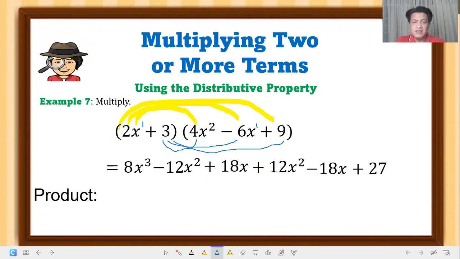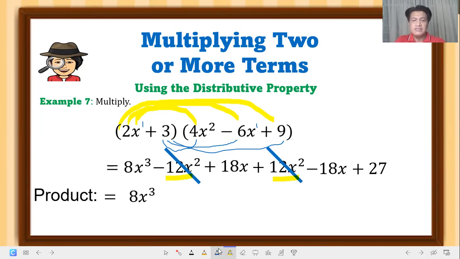Meron bang kapares na literal coefficient si 8x cubed? Wala po, di ba? Just bring down lang natin. How about this negative 12x? Meron siyang kapares. Ito yon. Kaya that will become, cancel natin. Ibig sabihin, zero na yung value niyan.